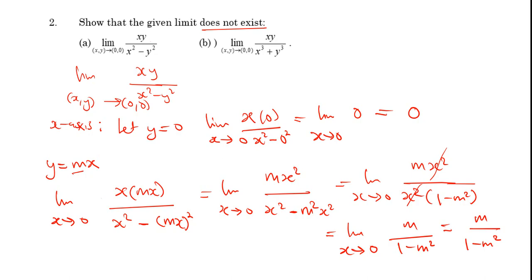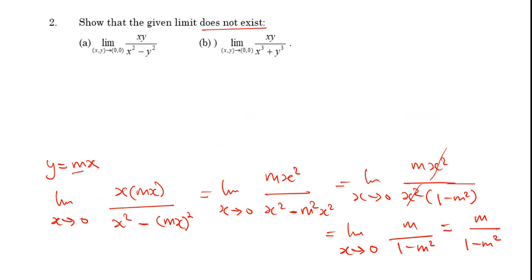But this is different from what I found before. This is not equal to 0. The m over 1 minus m squared is not equal to 0. So this shows that the limit does not exist. You can write this in words to say that since the paths we have taken do not give equal limits, the limit does not exist. Okay, let's do the same for part B of the question.